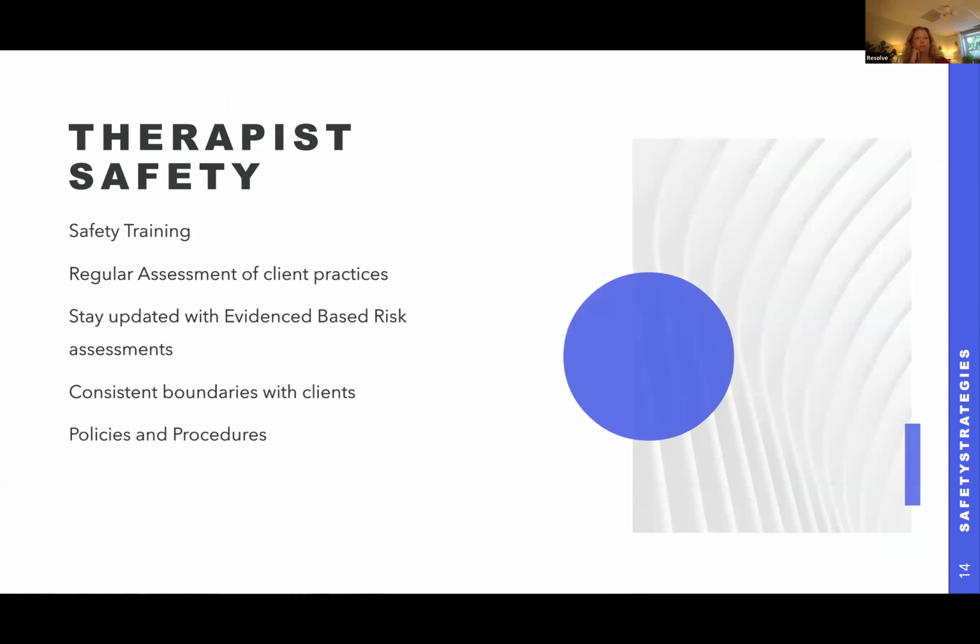So, therapist safety. Safety training is one of the best things that you can do. Literally actively seek out any kind of safety training. So how to look at your environment, how to set up your space, look to your liability insurance for risk assessments, reach out to local first responders, especially your police department. Many times they'll have people that can come out and look at your space and say, hey, I'd think about this, or maybe look at that.